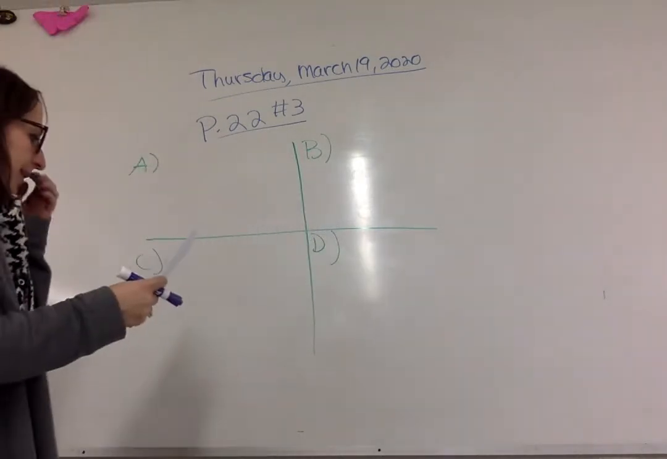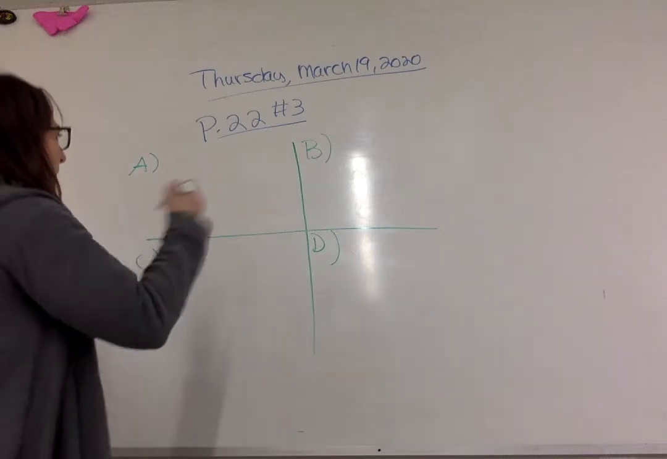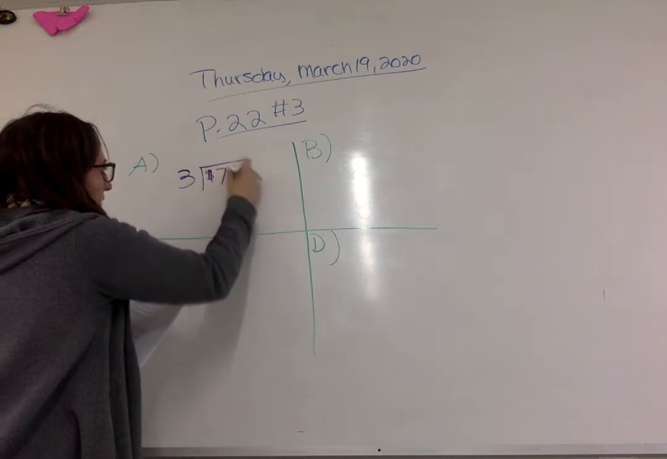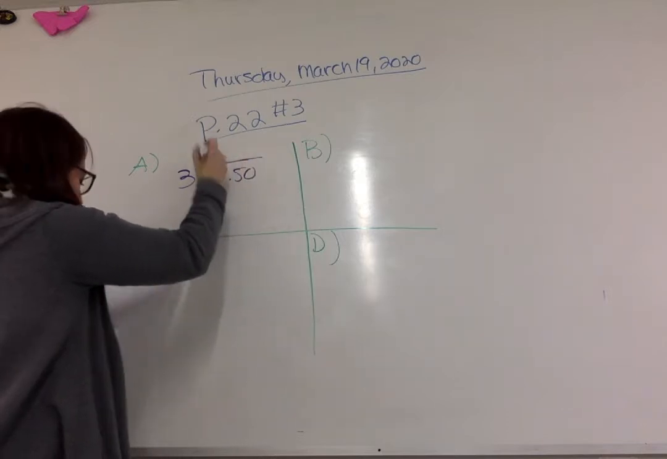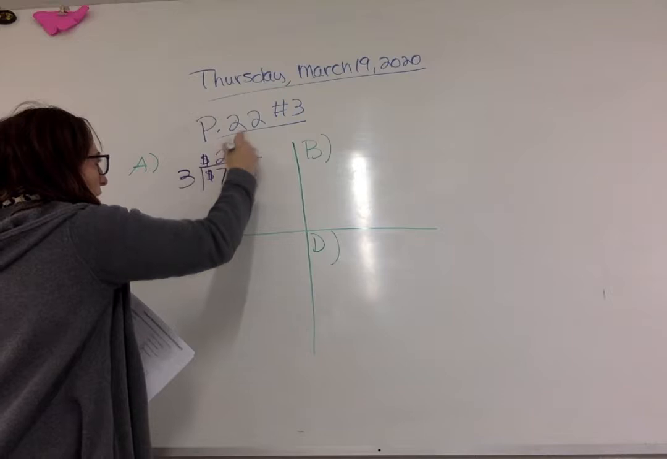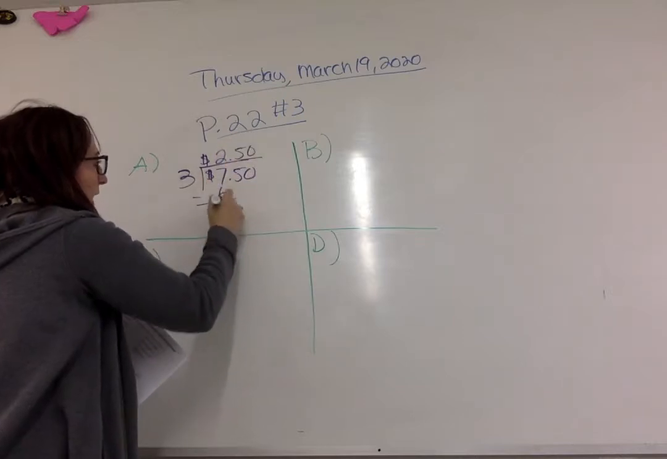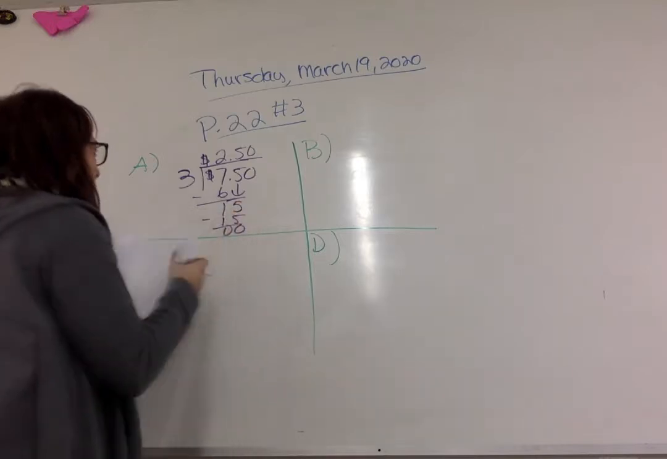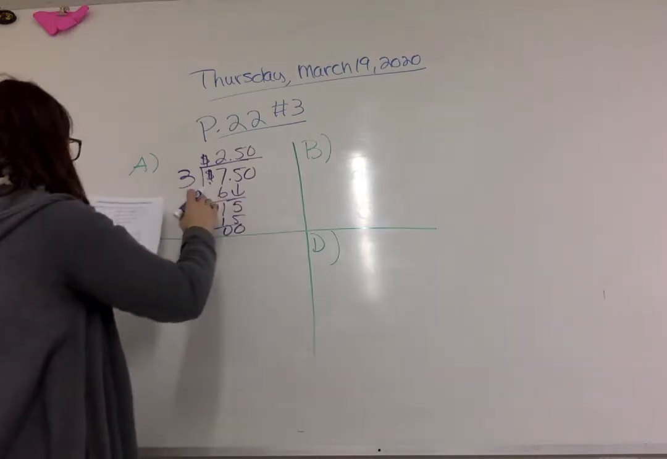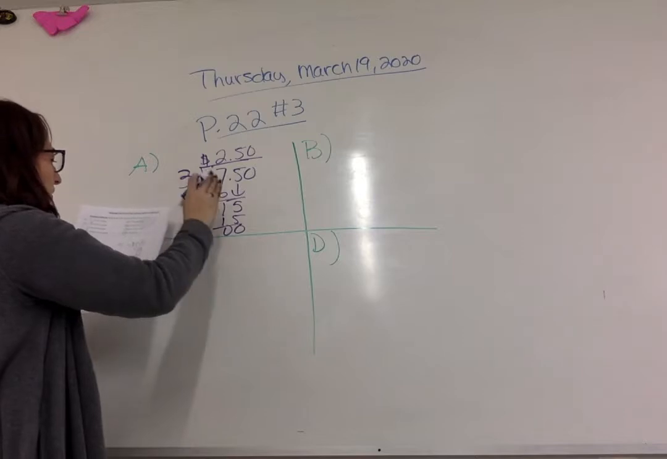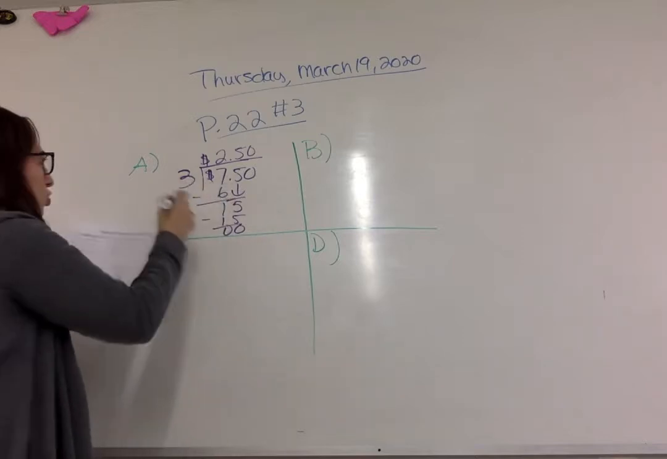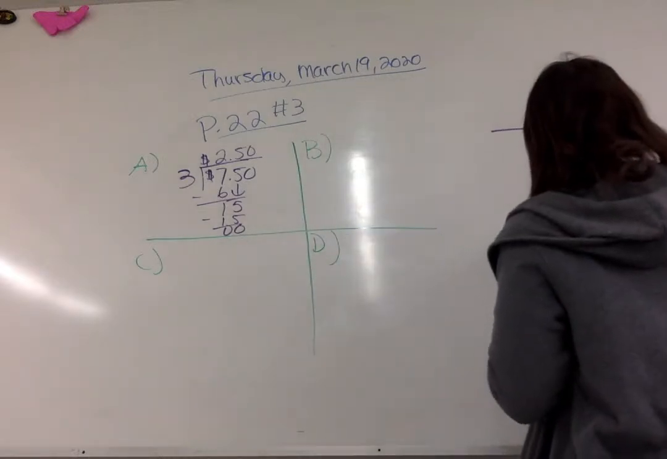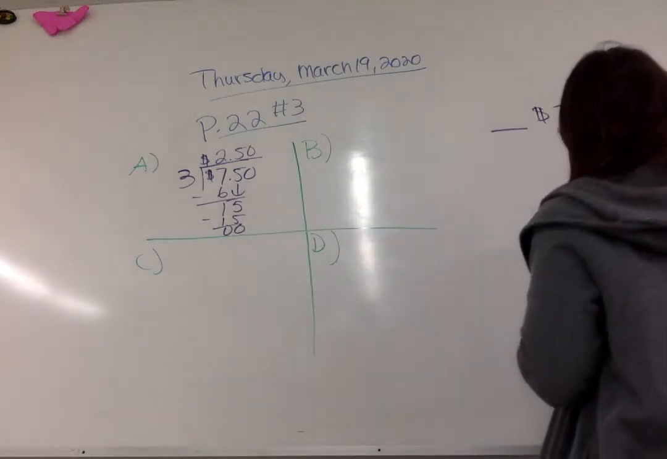Okay, so now let's look at what we got. In the first one, it says $7.50 for 3 pounds. So I'm going to divide 3 on the outside by $7.50 on the inside. When I do the division, I get $2.50. That is my unit rate. So on the first line, for $7.50 for 3 pounds, I write choice C. It looks like this, $7.50 for 3, I write a C.